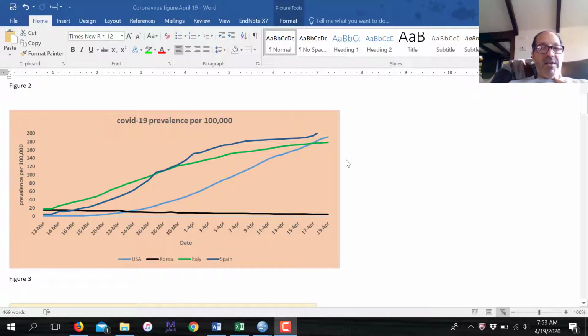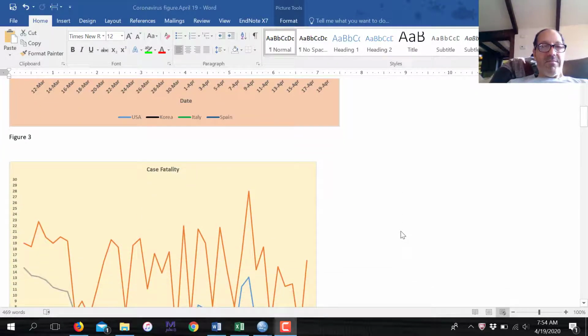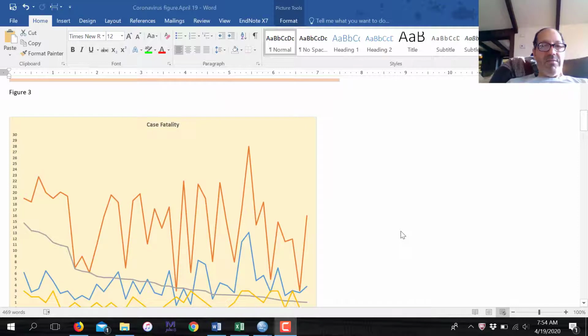And again, this is a comparison between Spain, Italy in green, the United States, and South Korea. South Korea, you have this massive gap between them and the rest of the countries that I'm looking at. So they're doing a great job there.